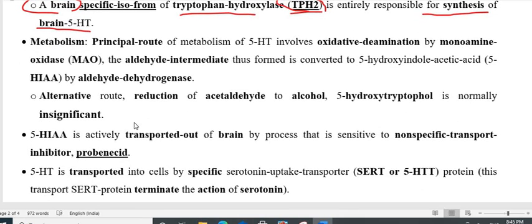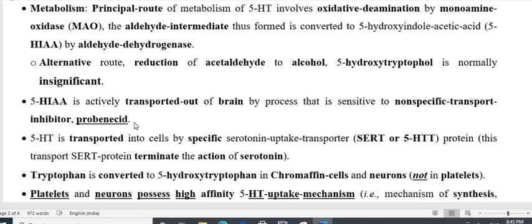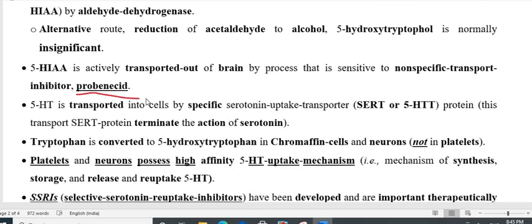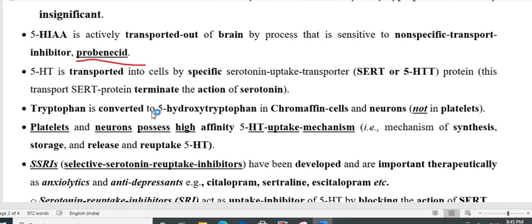Now we are going to go through more points. We already discussed probenecid. One important protein, a transport protein, we call SERT, S-E-R-T, all in capital, also called 5-HTT. So what is SERT? SERT stands for serotonin uptake transporter protein. This is very important.